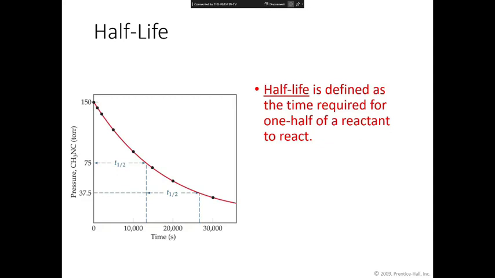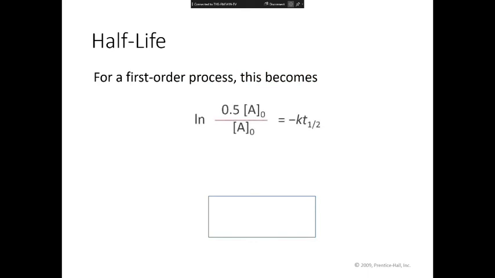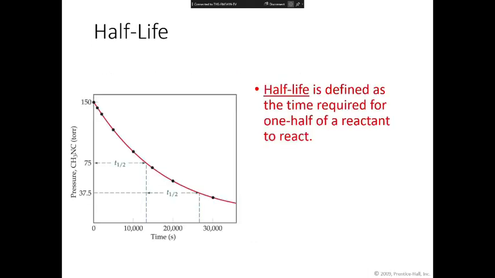All right, just as a reminder what half-life is, half-life is how long it takes to go from whatever you started with to half of that. So if they started with a pressure of 150 torr, it's how long it took to get to 75 torr. And then after that, from 75 to half of that, it's a regular time interval to go from whatever you have to half of that.